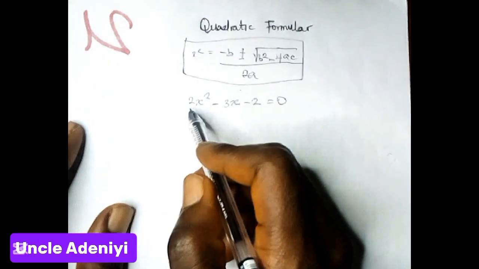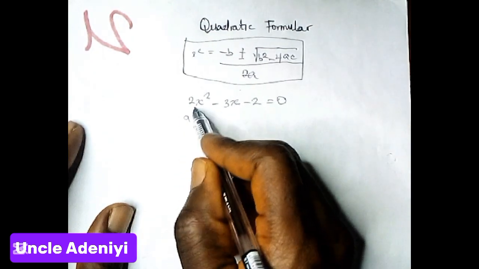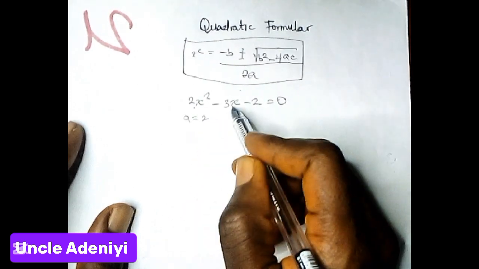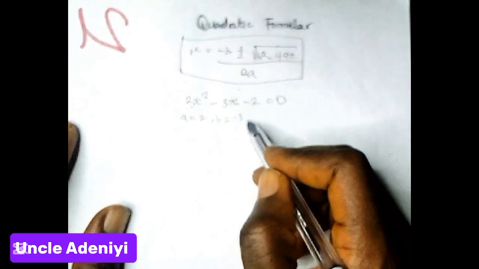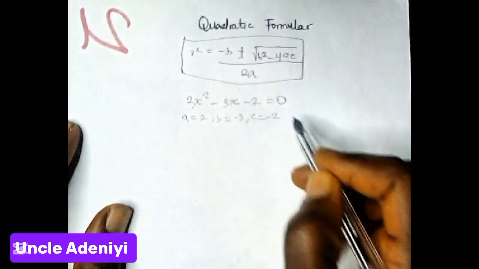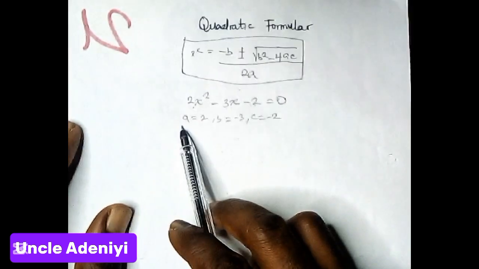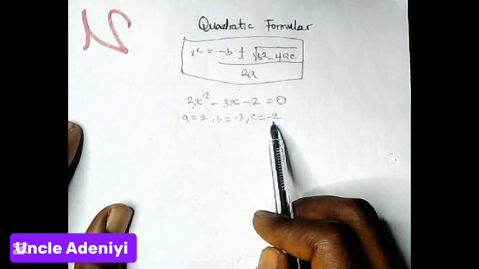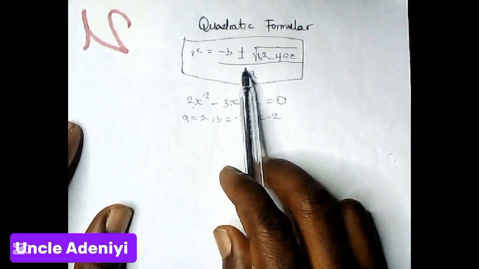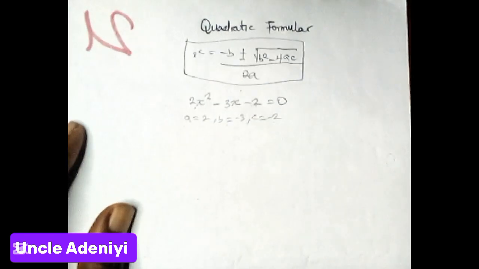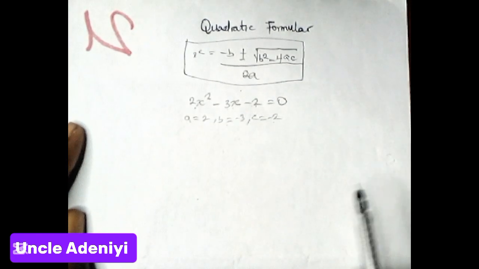This one go turn your A. This one go turn A, 2. This one go turn B. B go be what? Minus 3. Abi? This one go turn C. C go be wetin? Minus 2. Abi? So you get your A, you get your B, you get your C. You understand? So you can slot all these things into the equation wey dey here. You get? E no hard. Just slot am, put am inside.